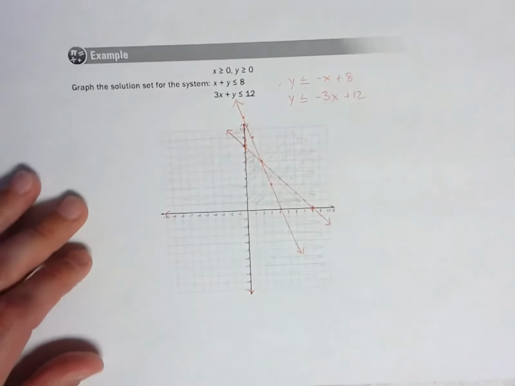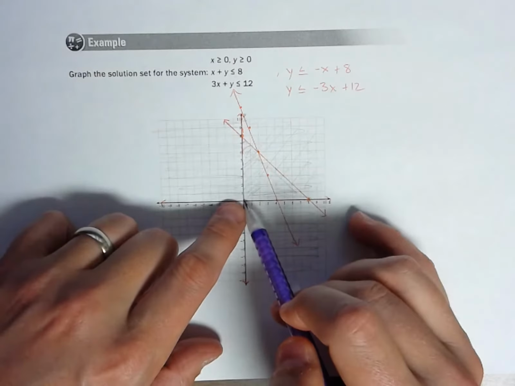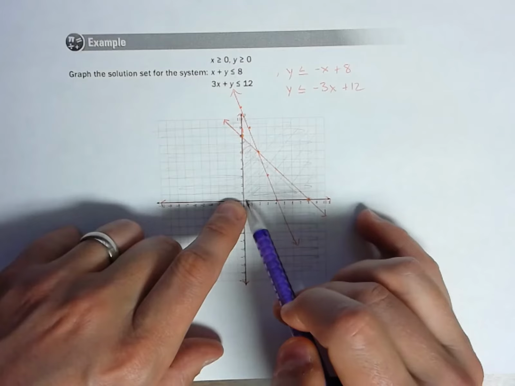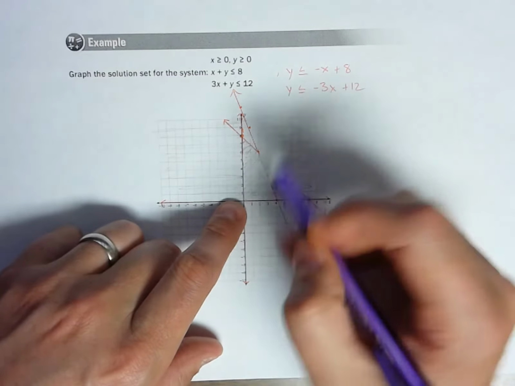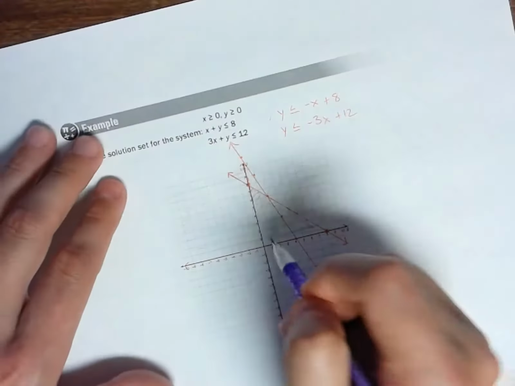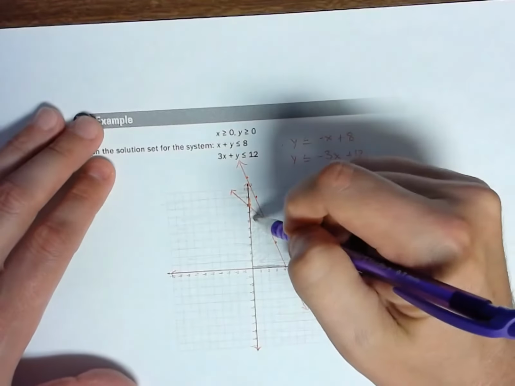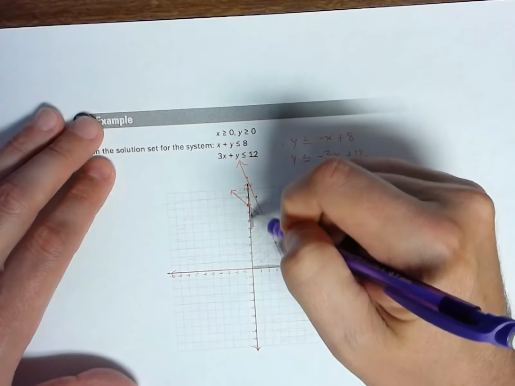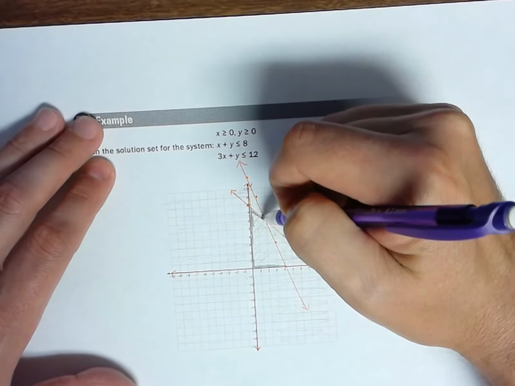Okay. Now we're real close. Y is less than or equal. So again, if I test 0, 0, I'm looking at this line. 0 less than or equal to 12. Well, that's true, so everything in here would be shaded. Let me darken this up so you can see my boundaries. So it's this little quadrilateral.